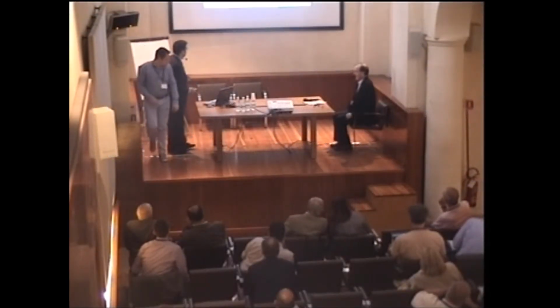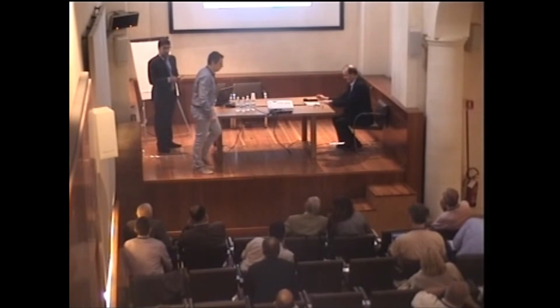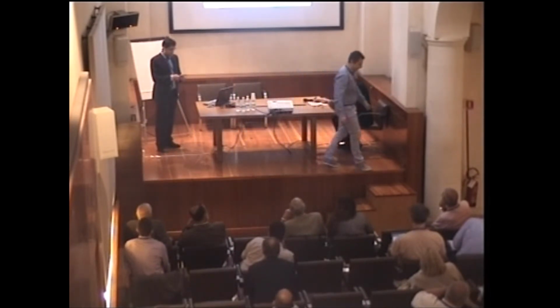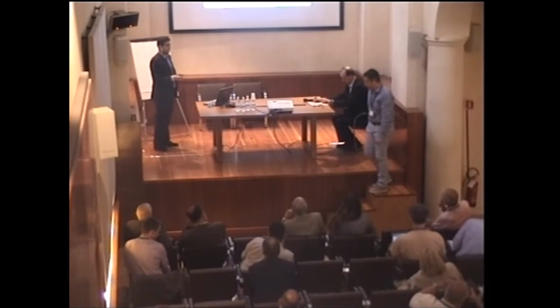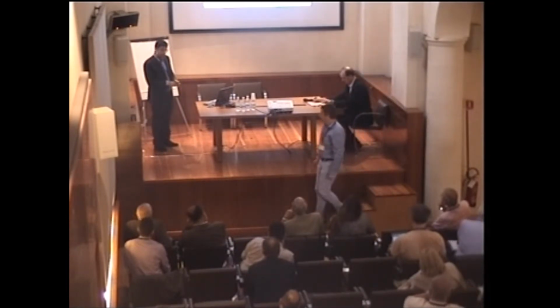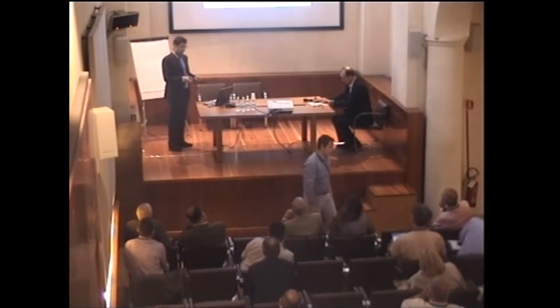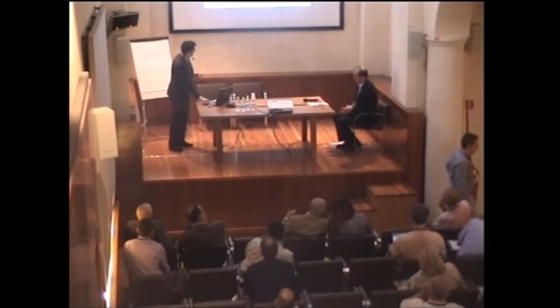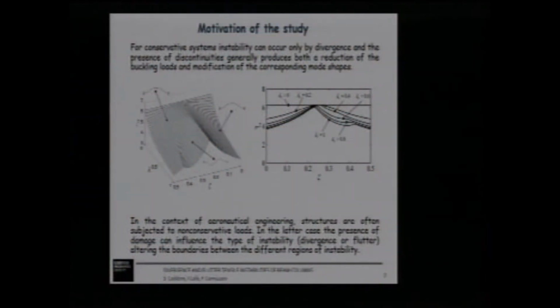Everyone. Well, my presentation will deal with some models of beam columns and some issues of instabilities connected also to the type of instabilities, divergence or flutter. Well, we know that for conservative systems, instability can occur only by the divergence. And the presence of discontinuities generally produce both a reduction of the buckling load and a modification of the buckling shapes.